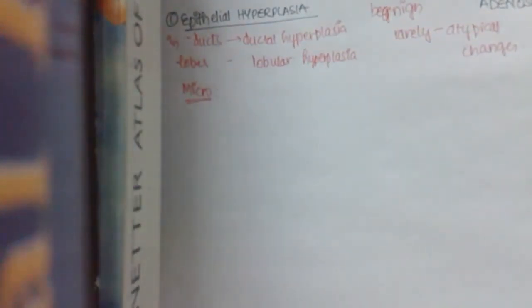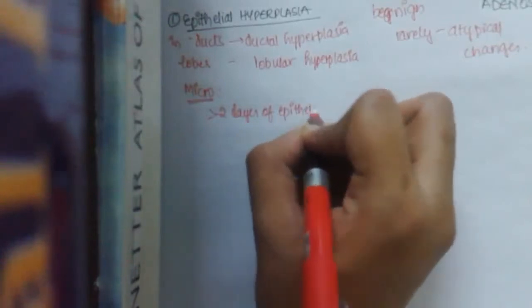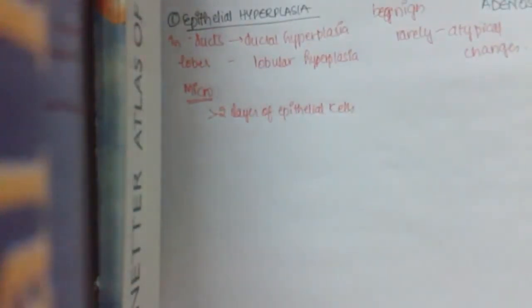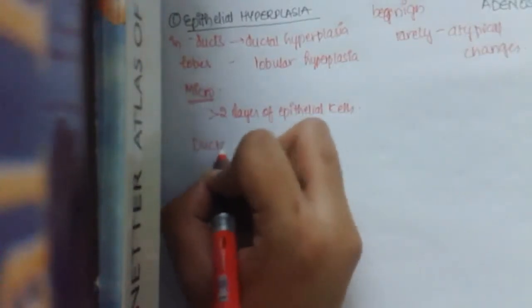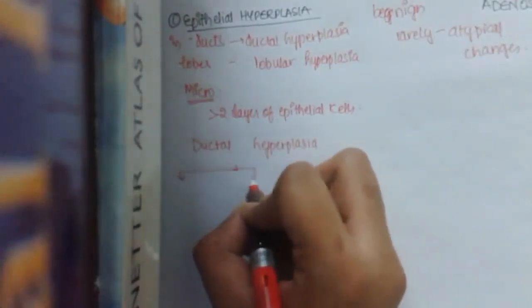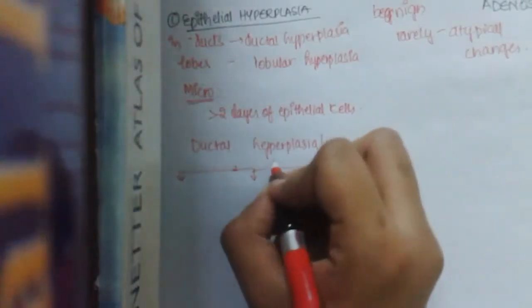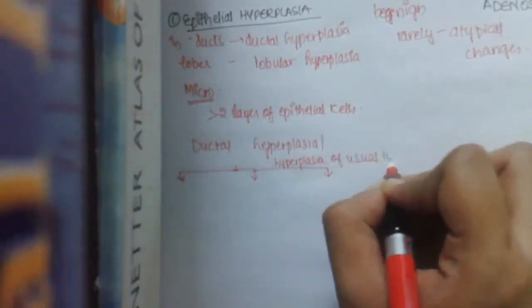In epithelial hyperplasia, there is proliferation to more than double layers. It's not just two layers, but more than two layers of epithelial cells are seen, both in ductal and lobular. This is of two types, as I have said: ductal hyperplasia and lobular hyperplasia. Ductal hyperplasia is divided into three types, and it is also called hyperplasia of usual type.